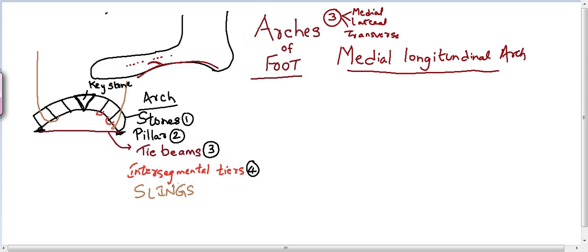Then holding this arch will be a sling. You can see the sling is coming from above and holding this arch from above, like a cable bridge, no? Like that. That's called the sling. So in engineering we have the stones, the pillars, the tie beams, intersegmental ties and slings. Let's see what these are with respect to our human medial longitudinal arch.